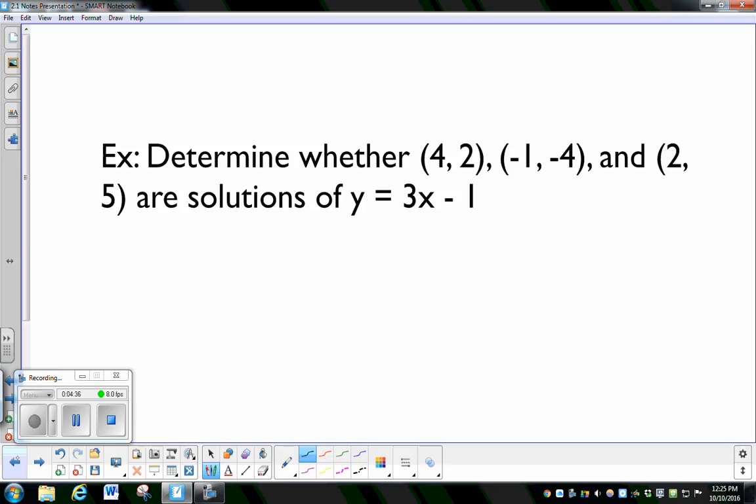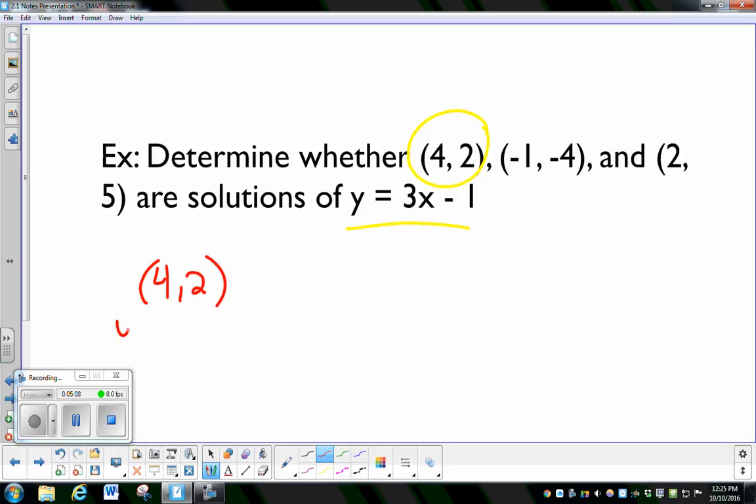All right, so I want to do an example. You're going to get some problems that look like this. It's going to say determine whether a point or multiple points, this one is 3 points, (4, 2), (-1, -4), and (2, 5), are solutions of the equation y equals 3x minus 1. So we're going to do just one of these together. We're going to try (4, 2) together, and then I want you guys to try the other two on your own. So we're going to try the point (4, 2).